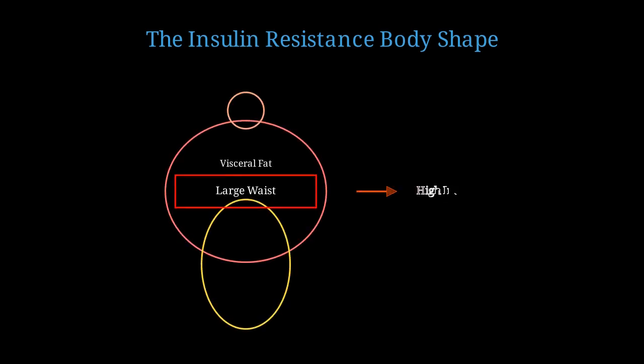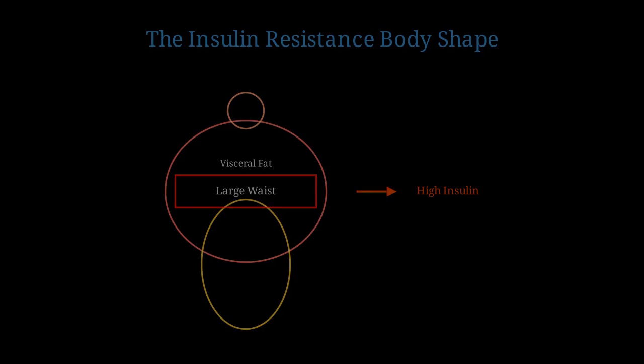The fourth pattern is associated with insulin resistance and metabolic syndrome. This features prominent abdominal obesity with a large waist circumference. Insulin resistance creates prominent visceral adiposity with a large waist-to-hip ratio. This is the most dangerous pattern metabolically, associated with type 2 diabetes and cardiovascular disease.